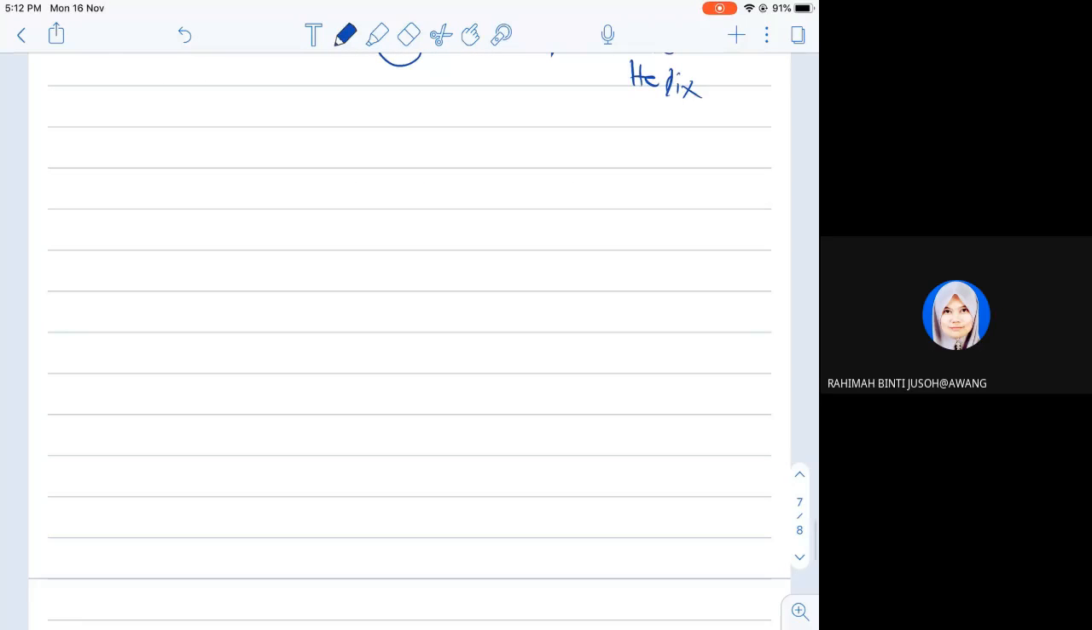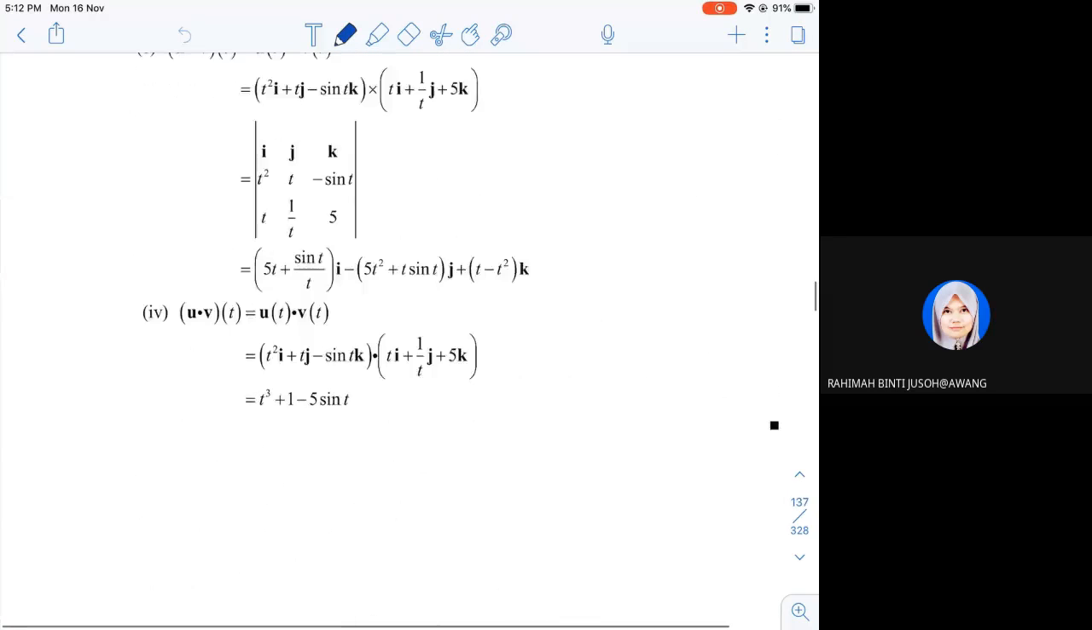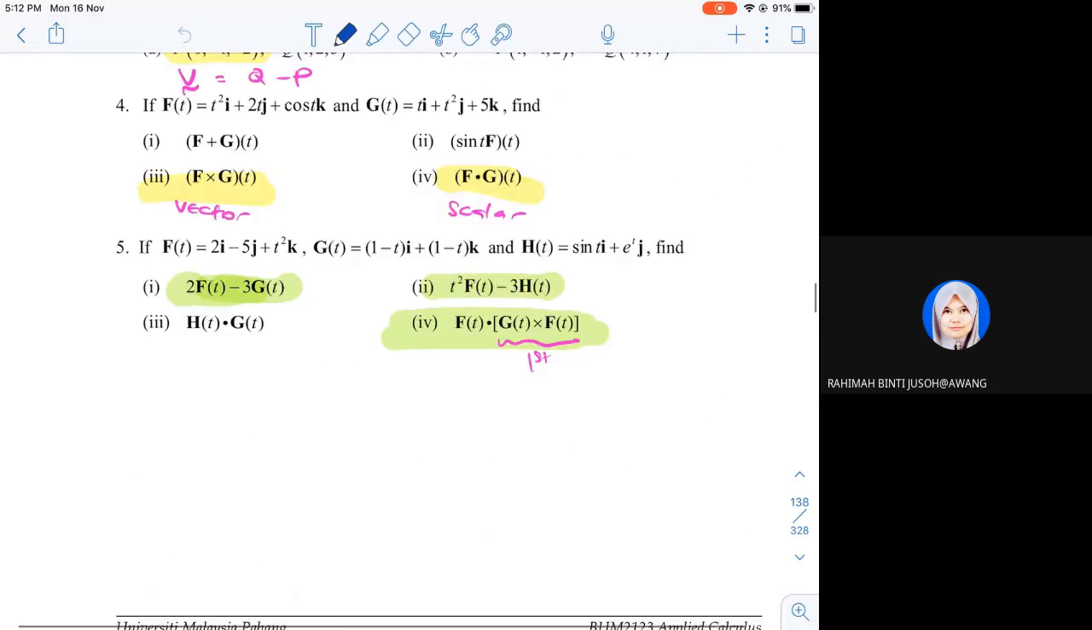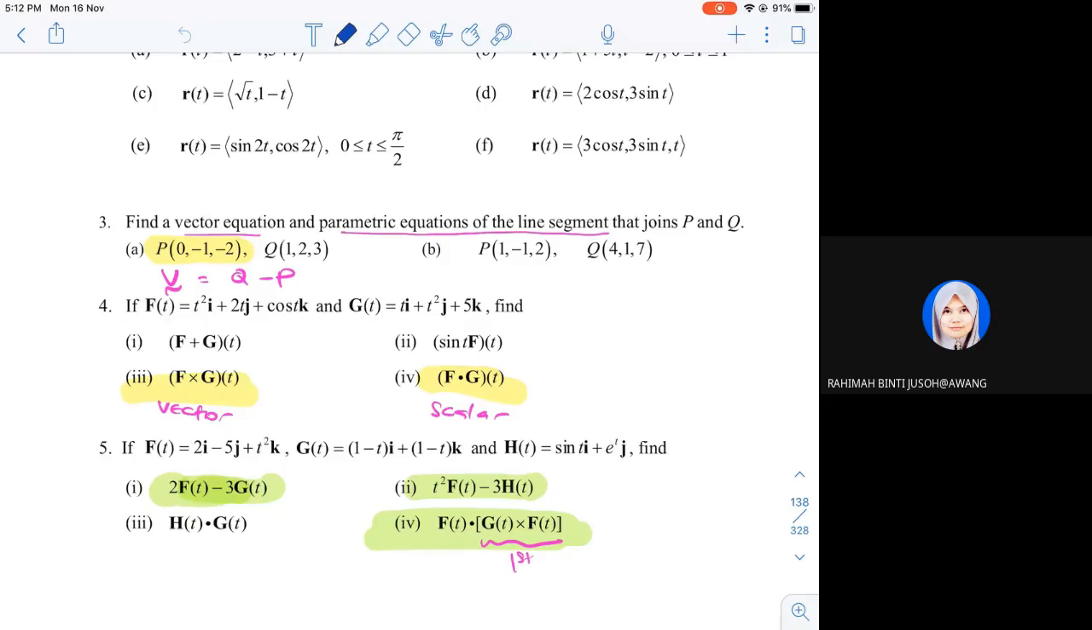Alright, so that's it. Next, what are we going to learn? Oh, question number 4. Number 3 is simple, guys. Question number 3: find the vector equation and parametric equations of the line segment. It's the same as chapter 1 in equations of line, where we have 2 points. To find the vector v, you subtract Q minus P. Then you get your parallel vector, and P becomes your P naught. Same as chapter 1, the equation of line is the same. Alright.